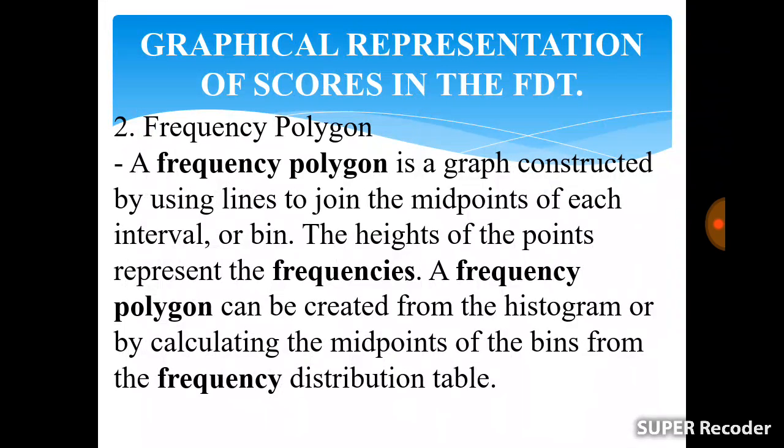So the second one is the frequency polygon. A frequency polygon is a graph constructed by using lines to join the midpoints of each interval or bin. The heights of the points represent the frequencies. A frequency polygon can be created from the histogram or by calculating the midpoints of the bins from the frequency distribution table.